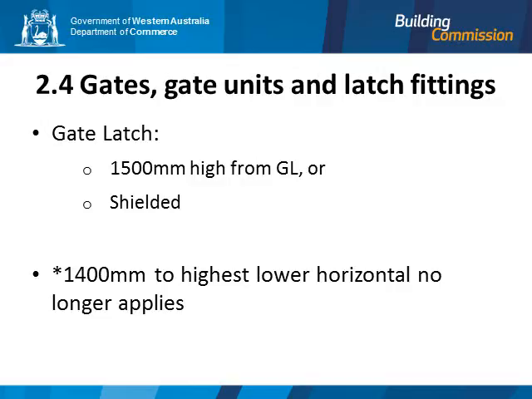Gate latches shall be at least 1.5 metres high above ground level. Alternatively, gate latches shall be located on the inside of the gate, be shielded and located in accordance with the specific requirements of this standard. The requirement for a gate latch release to be located at least 1.4 metres high above the highest lower gate member has been removed in this edition.